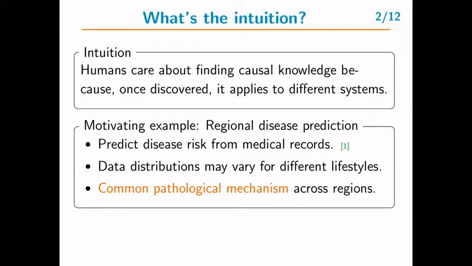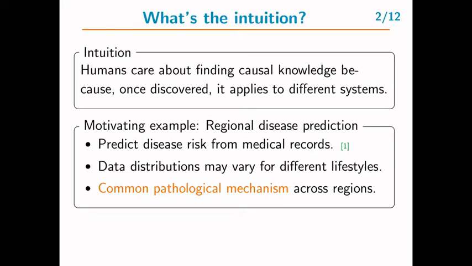The intuition is simple. We, as human beings, care about finding causal knowledge. And that's partly because the causal knowledge is portable. It can be used in many different systems once it's acquired. Let's consider an imaginary scenario where you want to predict a disease risk based on medical records. Say you want to focus on a certain region of the globe where you have only limited amount of data. You may want to reuse the data from other regions.